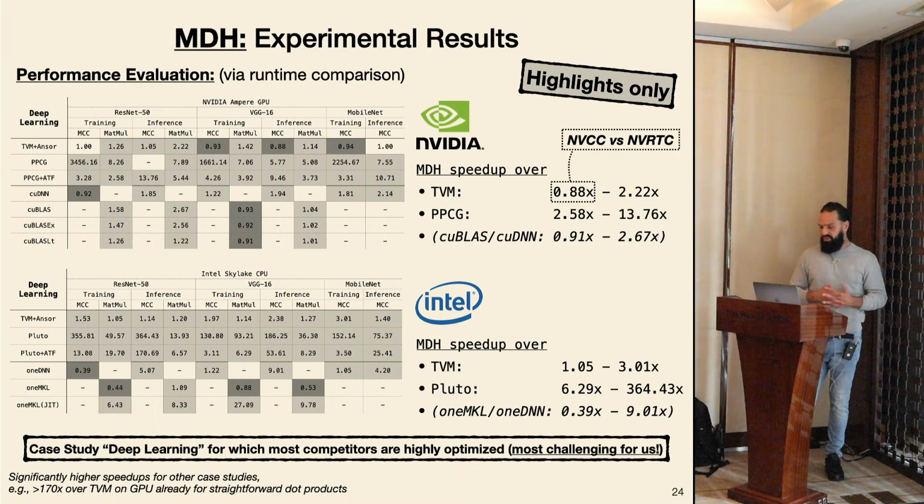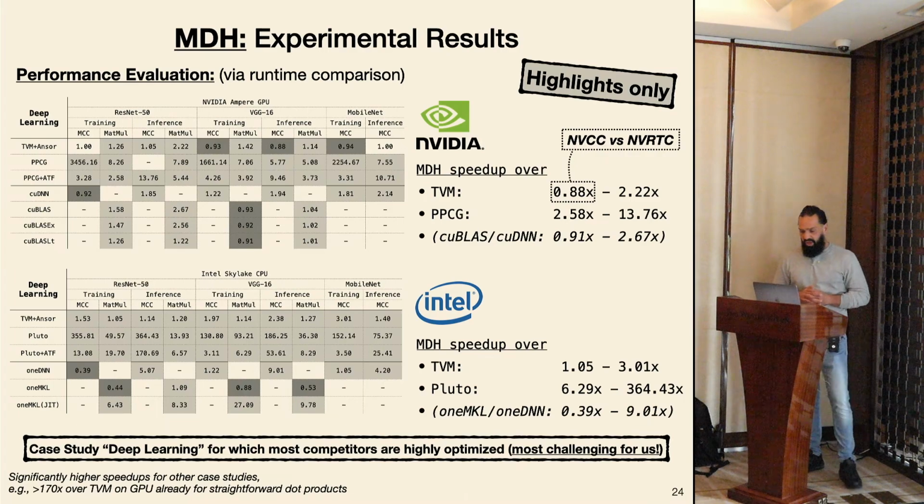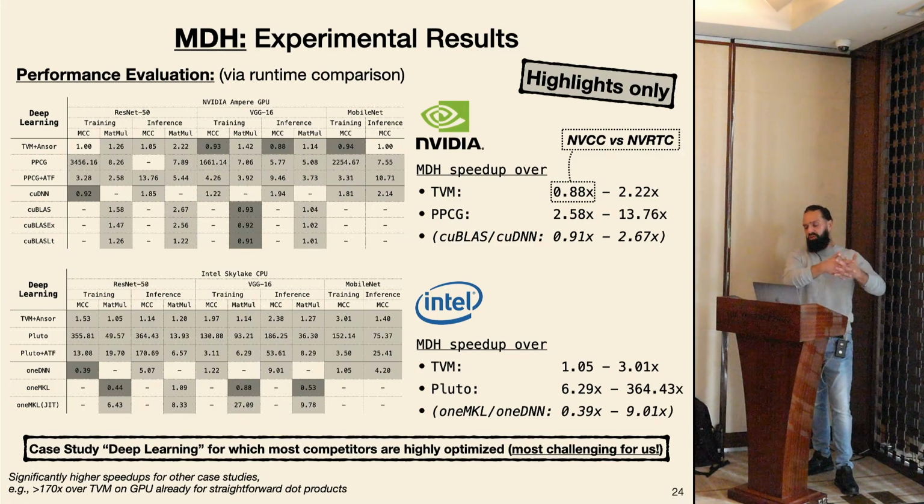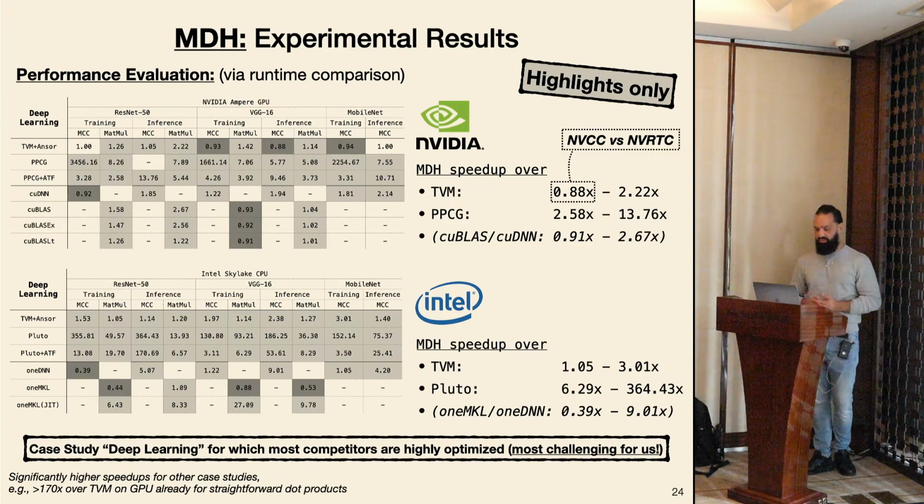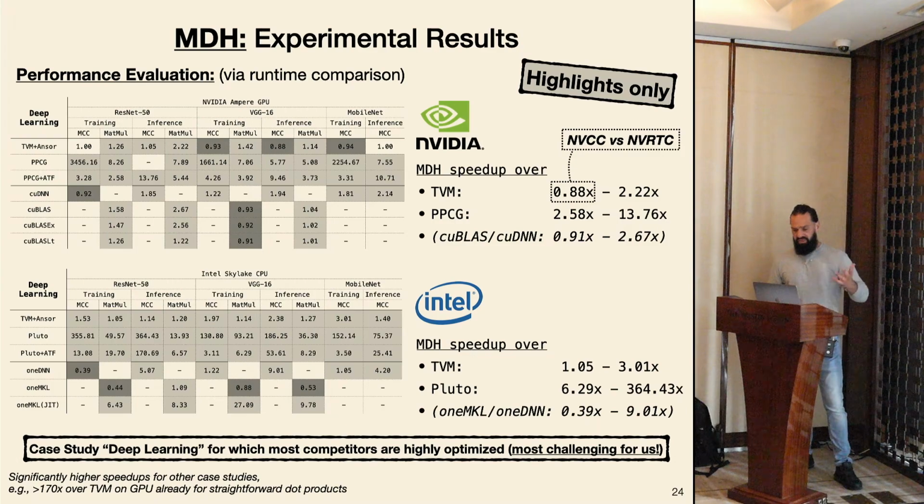For example, on the GPU, compared to TVM, we have speedups ranging from 0.88 to more than 2x. Compared to the polyhedral compilers, we have speedups sometimes by more than an order of magnitude. And even as compared to the hand-optimized libraries like cuBLAS and cuDNN, we sometimes have speedups of more than 2.5x. And similar things apply to the CPU. Compared to TVM, we sometimes have speedups of more than 3x, and also compared to oneMKL and oneDNN, sometimes speedups even more than 9x.